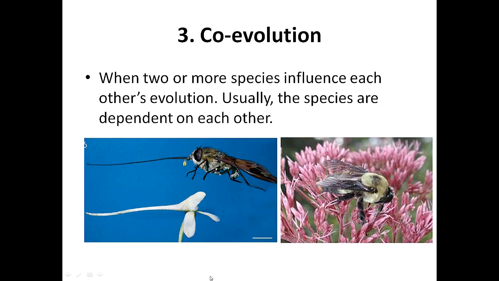They would evolve in response to each other because they depend on each other to survive. The fly helps pollinate it. Same thing with bees and flowers. When one evolves, the other will evolve in response.